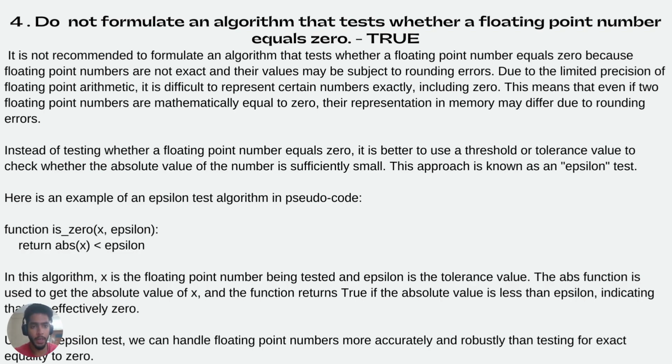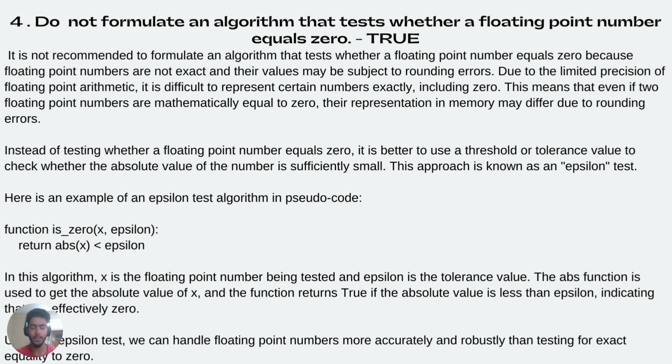Do not formulate an algorithm that tests whether a floating point number equals zero. So yeah, this statement is again true because it is definitely not recommended to formulate an algorithm that tests whether a floating point number is zero, because floating point numbers are not exact. I mean, they are not accurate, and their values are really rounded off because again we have limited access to, as I mentioned earlier, we usually take till the fourth decimal place, then we continue to the exponent part.